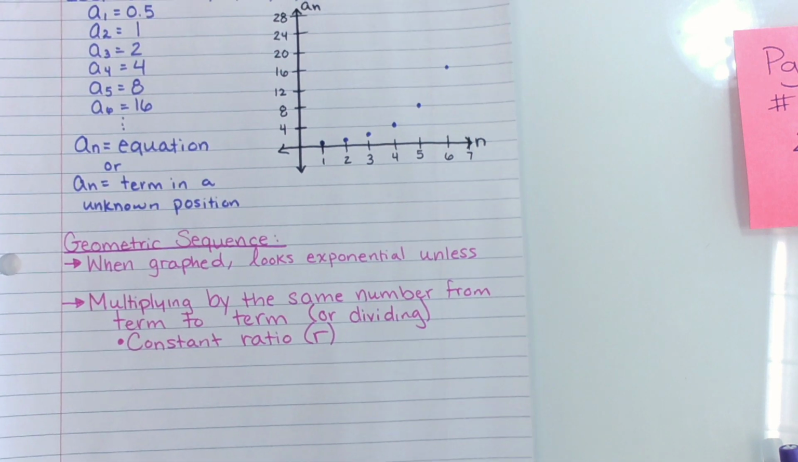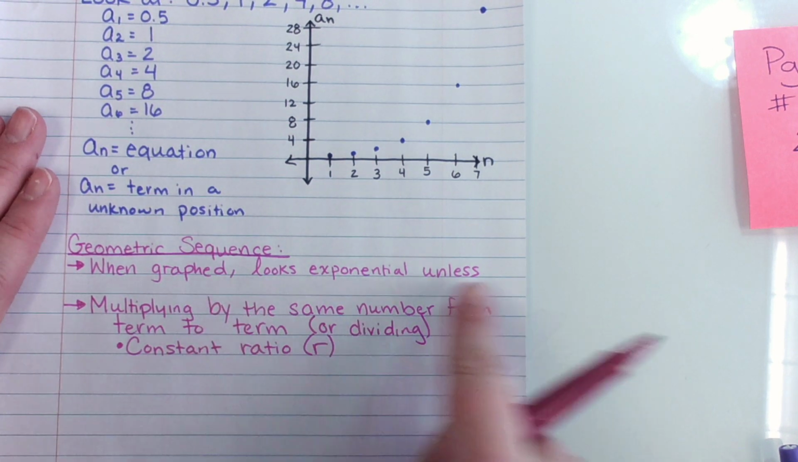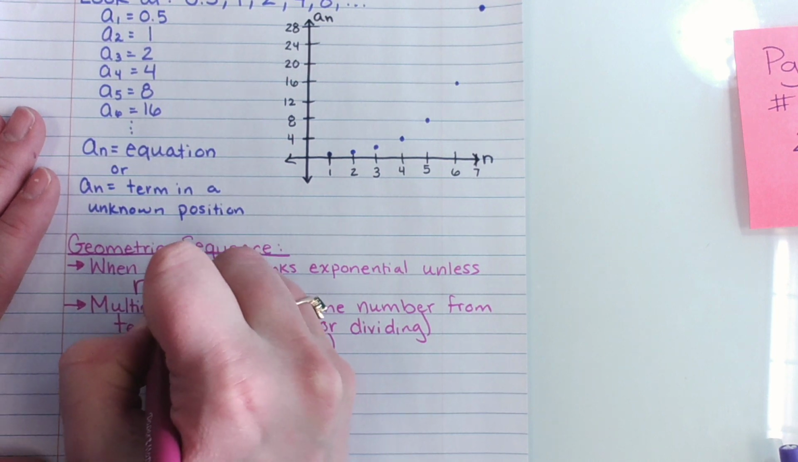Now, a geometric sequence generally will look like an exponential equation unless you have a negative R. This one was multiplying by 2. If it had been multiplying by negative 2, the graph would have not looked quite like we had it. It would have looked like this, where it was going up and down. It looks almost like two exponential equations diverging. Yes, you're not supposed to connect. I'm trying to show the U shape. So, it looks exponential unless R is negative.